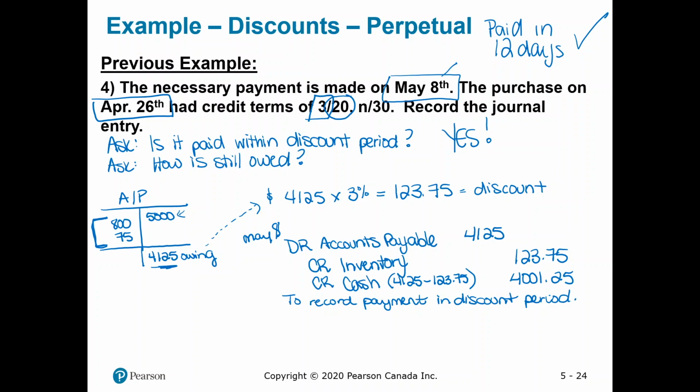Okay, that's a look at the purchases side as well as returns and allowances, and now if we pay within that discount period and we get a purchase discount.